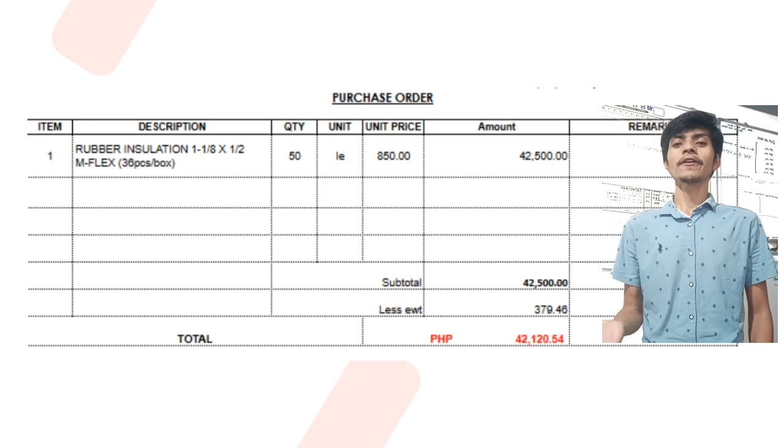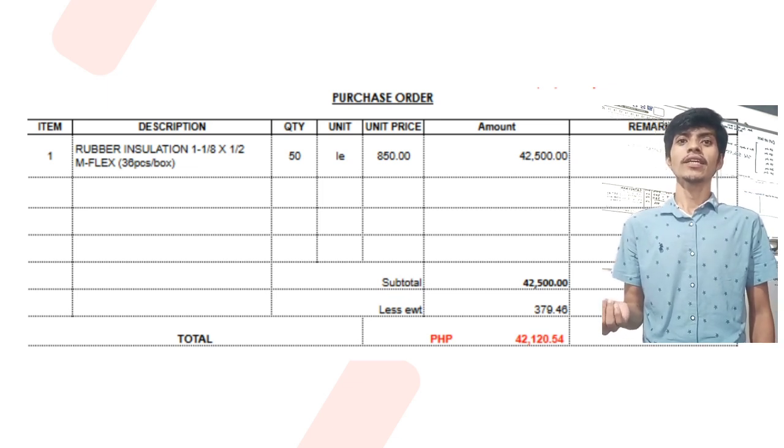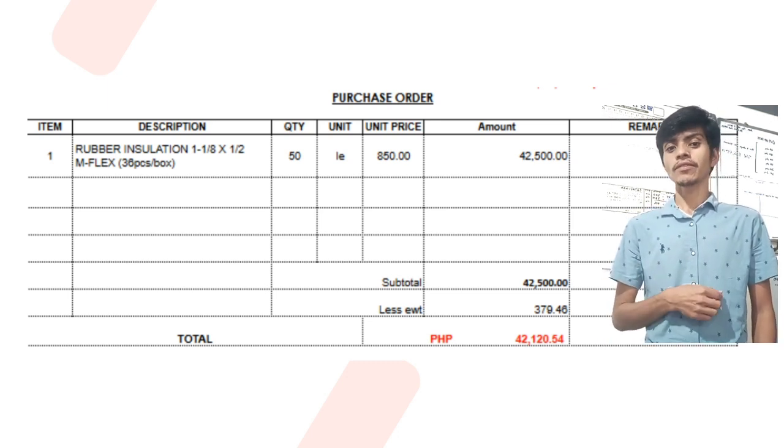So here I have a formula to get the 42,500. In my sheet I put equals, then 50 times the unit price, or the quantity times the unit price. So the result is 42,500.